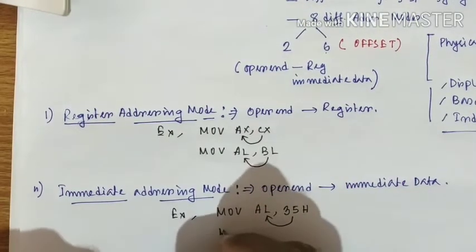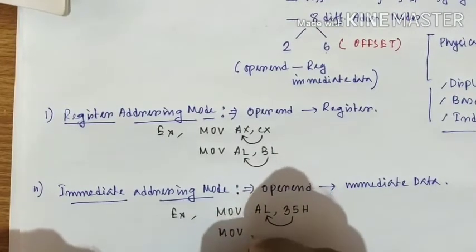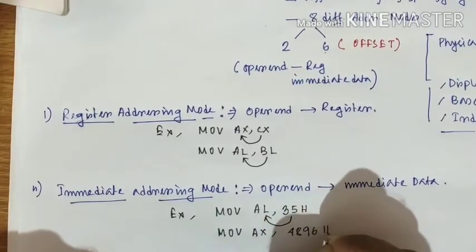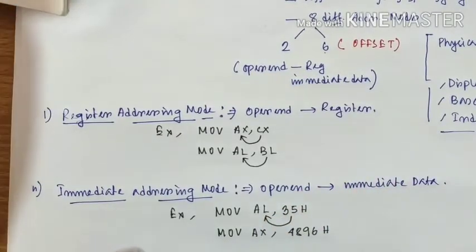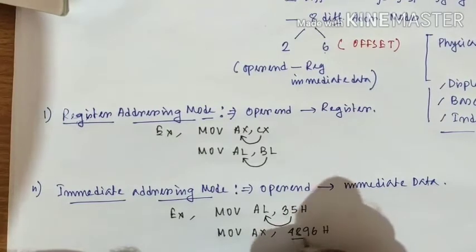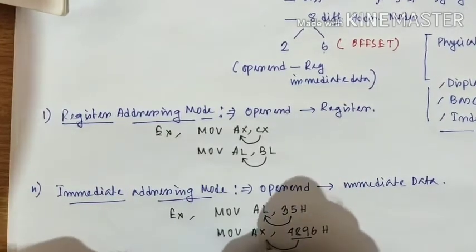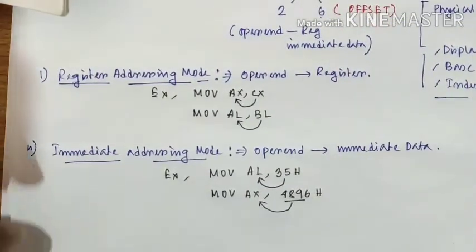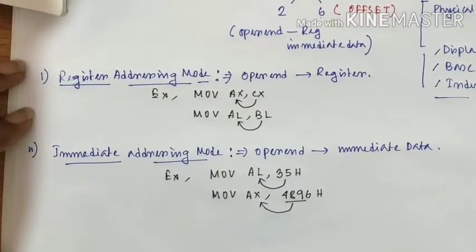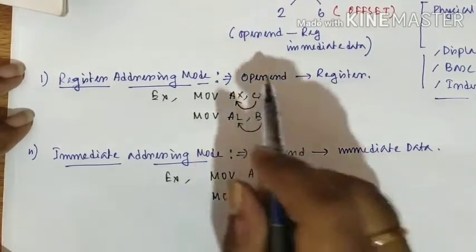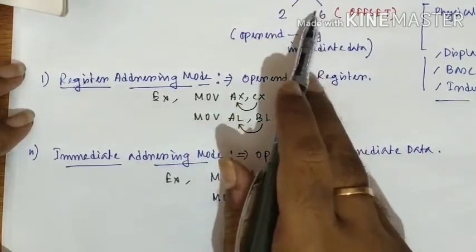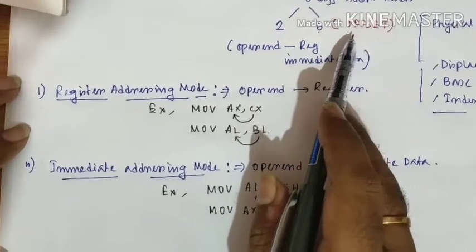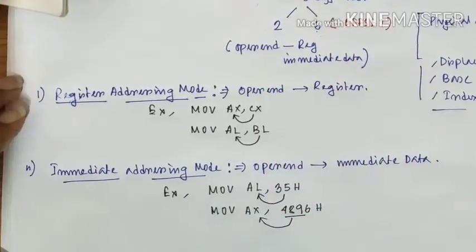So another example for 16-bit operation, move AX, 4896 hex. So what will happen? This whole 16-bit data will be copied into AX register, because we know AX register is the 16-bit accumulator. So these are the two that I have explained here, and the remaining 6 will be used to define different offsets, ways of specifying different types of offset.